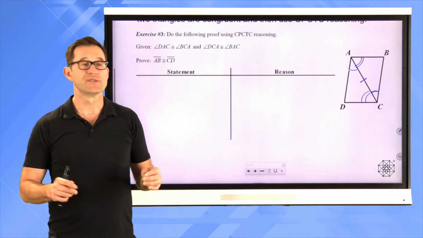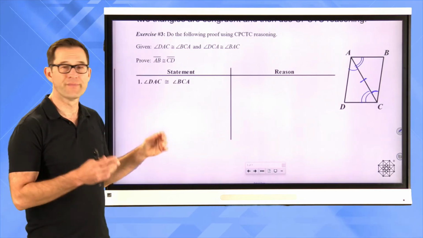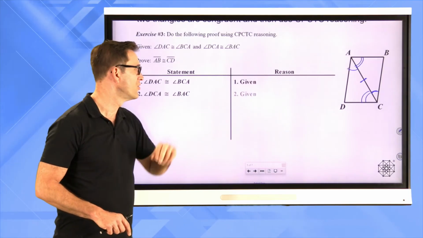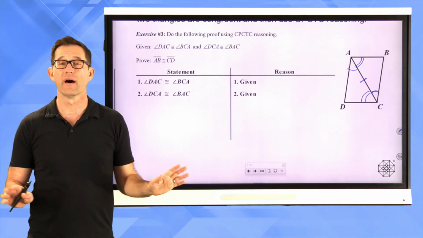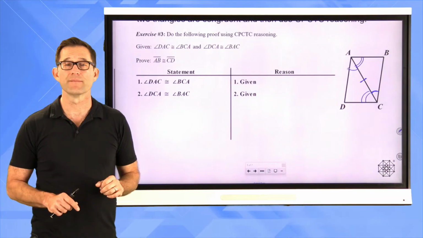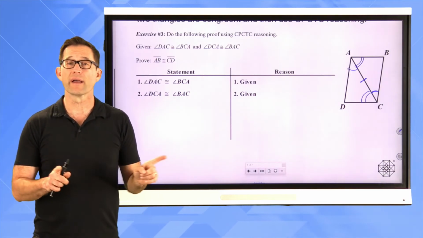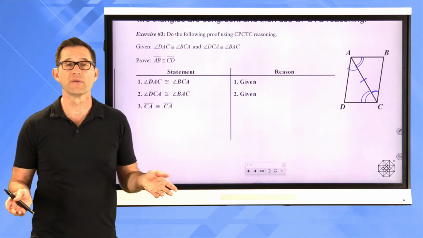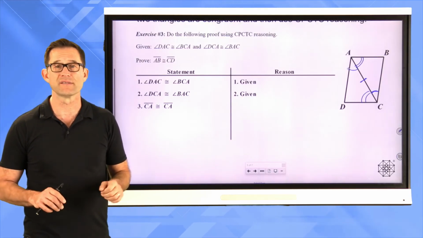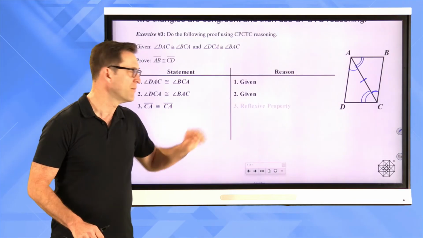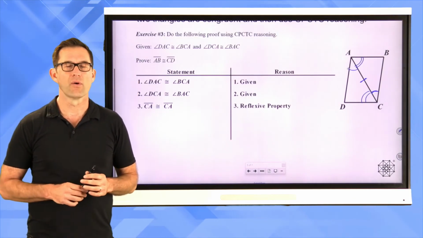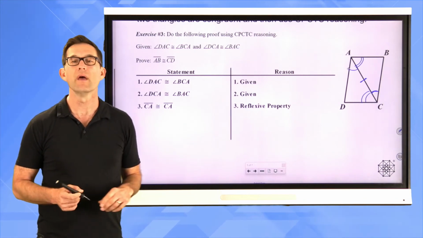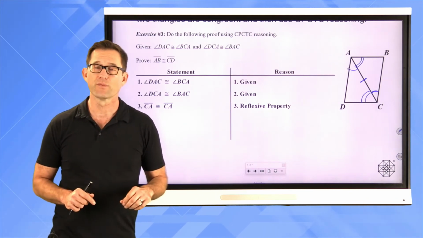All right, let's do it. Well, no great surprise. Let's get our givens down, right? Our 2 angle pair givens, simple enough. That's what I marked up right at the beginning. Now the other piece that we need for angle-side-angle is that shared side. So that's where we're going to say CA is congruent to CA or AC is congruent to AC. Either way, it doesn't matter. That's our reflexive property, or the duh property. Again, we can't use the duh property, but we can use the reflexive property.